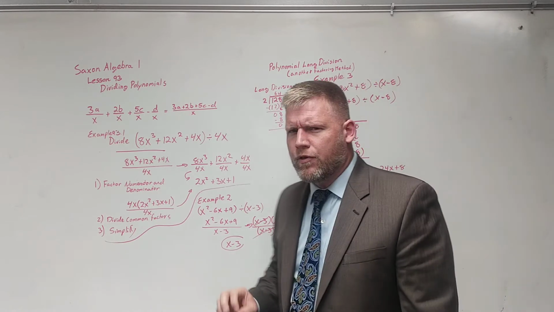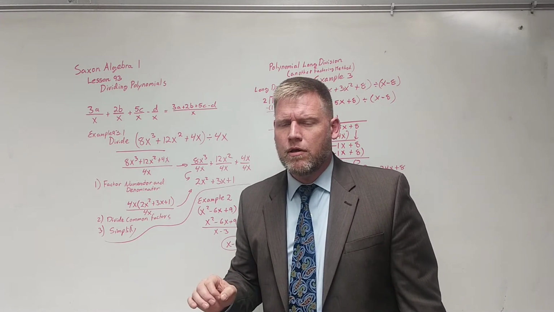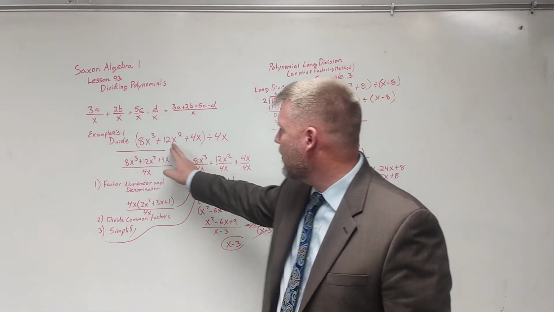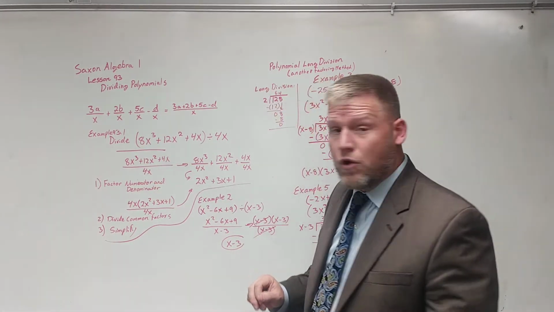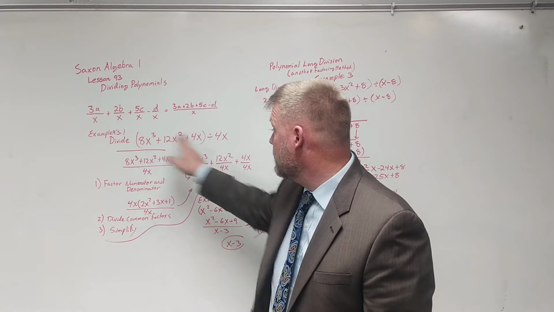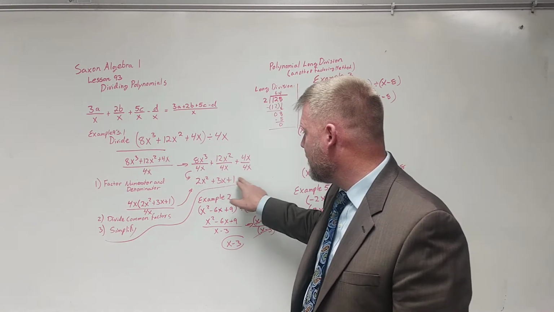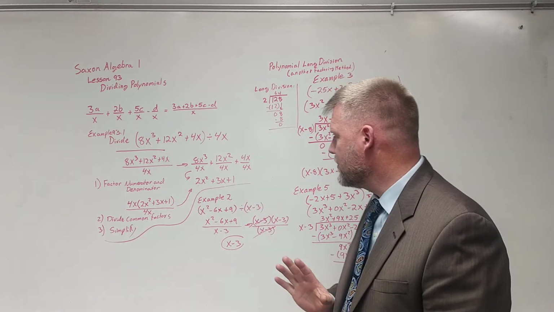Now, for those of you who are really quick with the mental math, you would realize that all I'm doing is taking a 4x out of every one of these, and you could probably do this in your head. 8x cubed divided by the 4x, 12x squared divided by the 4x, and 4x divided by the 4x, and I get my answer. Okay? And that works every time as well.